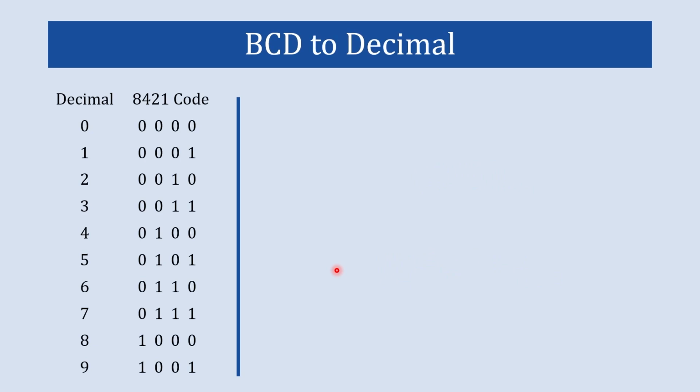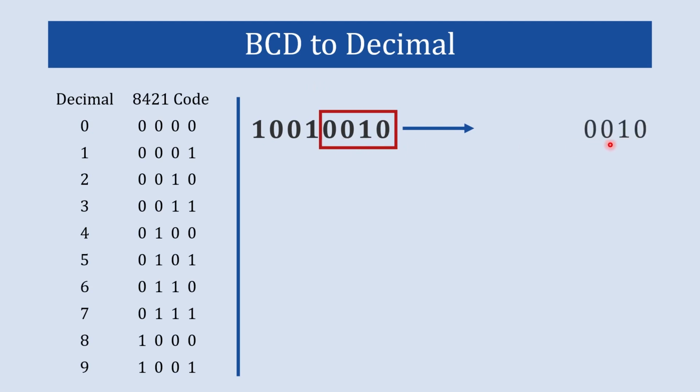So now we'll jump to BCD to decimal conversion. So here we have our BCD code. When we start converting BCD to decimal, we'll start with the least significant bit, and we'll create groups of 4 digits from the LSB side. So 0100 is our first group of 4 digits, and then 1001 is the second group of 4 digits.